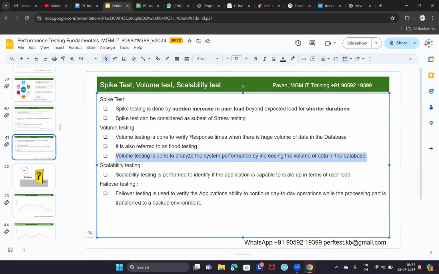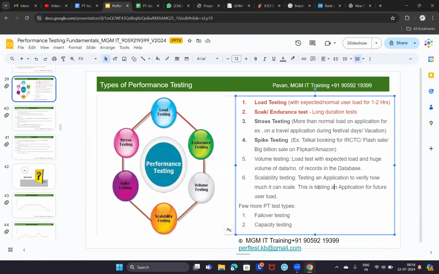And then scalability testing. Scalability testing is performed to identify if the application is capable of scaling up in terms of user load. We discussed this in detail in the last session, I think. I gave some WhatsApp, Insta or Facebook example. This is testing an application for future user load.